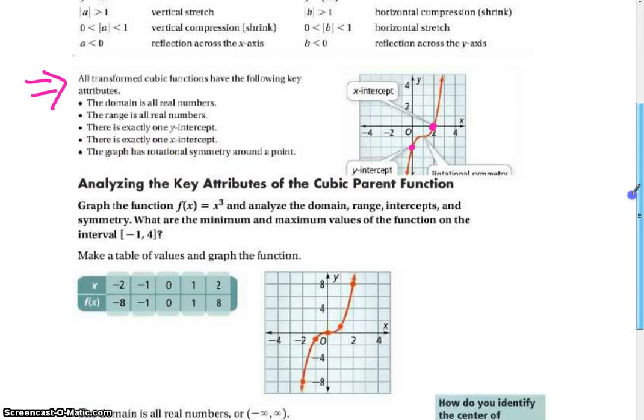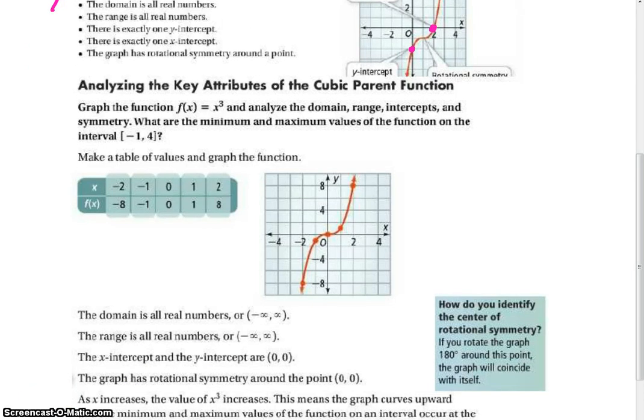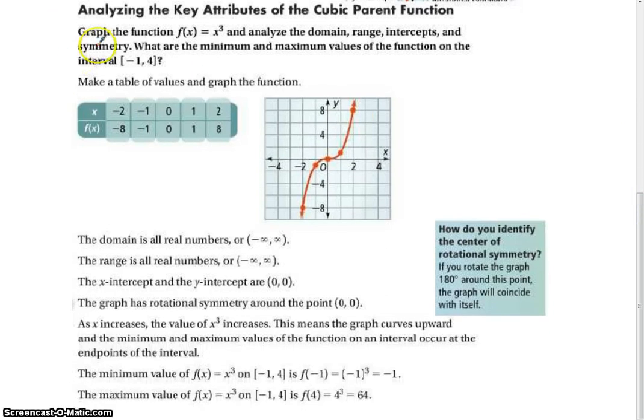So when you're analyzing the key attributes of the cubic parent function, you're going to look at the function that they gave you, and you're going to consider what the domain is, what the range is, what your intercepts are, and your symmetry. So on this one, they want to know, based on this table of a cubic function, what are the minimum and maximum values of the function over the interval -1 to 4? The interval -1 to 4 is referring to x values from when x is -1 to where x is 4. x would be 4 right here.